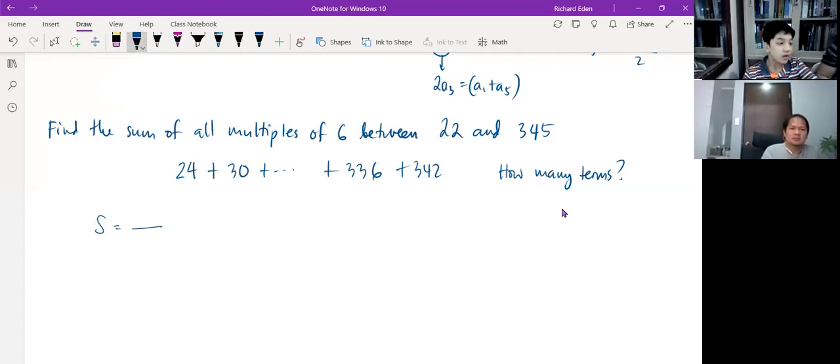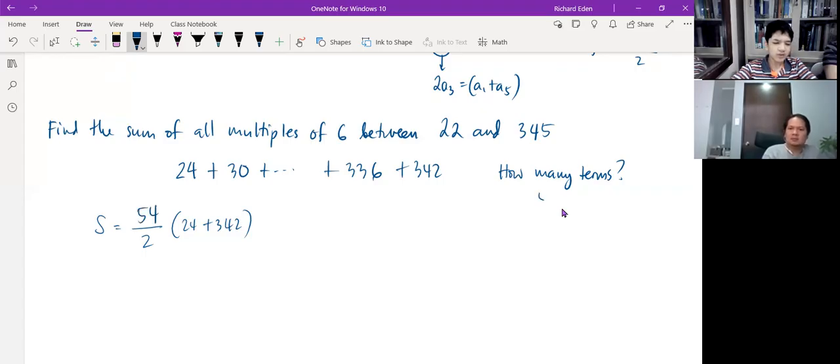Difference. It's 42 minus 24, which is 18. 18 divided by 6 is 3, plus 1. Okay, so I'll try that here. 342 minus 24 is 318. 318 divided by 6 is 53. 53 plus 1 is 54. So there are 54 terms.